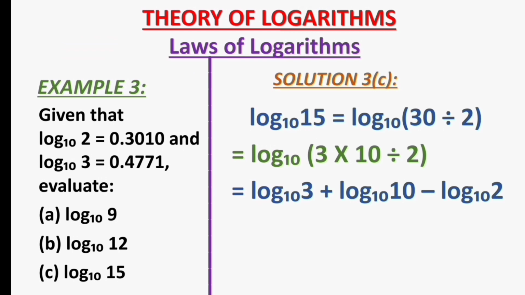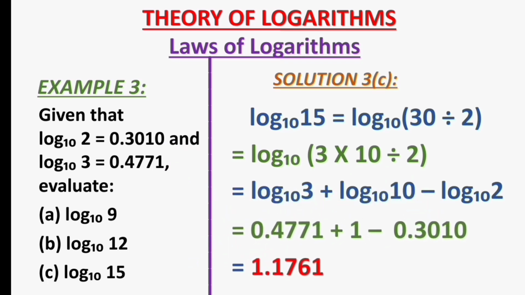That gives us the logarithm to the base 10 of 3 times 10 divided by 2. Applying the laws of logarithm, that gives us the logarithm to the base 10 of 3 plus the logarithm to the base 10 of 10 minus the logarithm to the base 10 of 2. Don't forget, the logarithm to the base 10 of 10 is 1. When we substitute 0.4771 for the logarithm to the base 10 of 3 and 0.3010 for the logarithm to the base 10 of 2, our answer to question 3C is 1.1761. I hope you got that right.